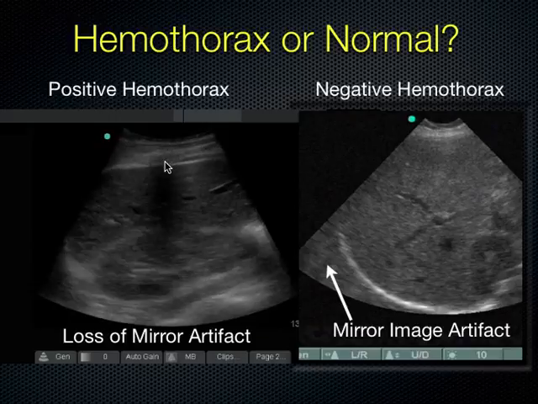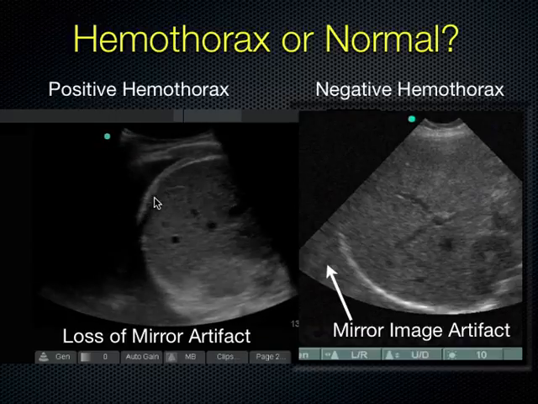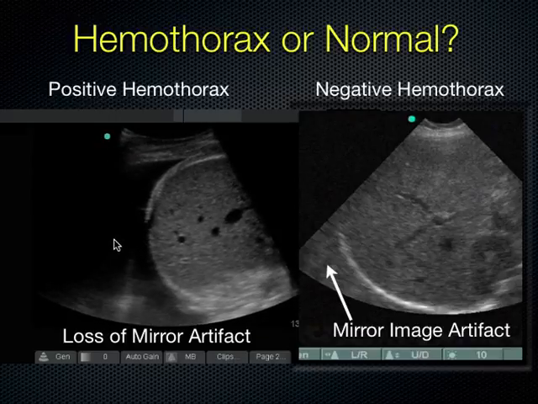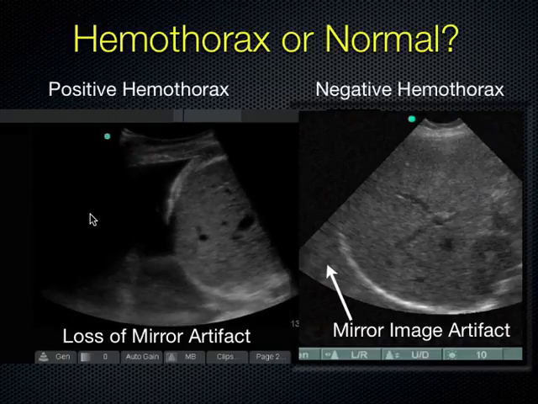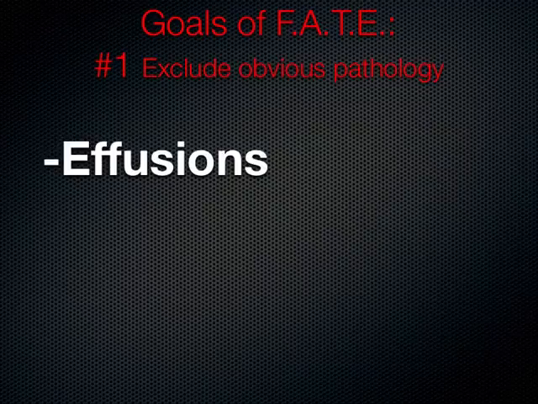But when we lose that mirror image artifact, then we see all this fluid up here in the chest. That's what a hemothorax or pleural effusion would look like. It's the absence of the mirror image artifact.